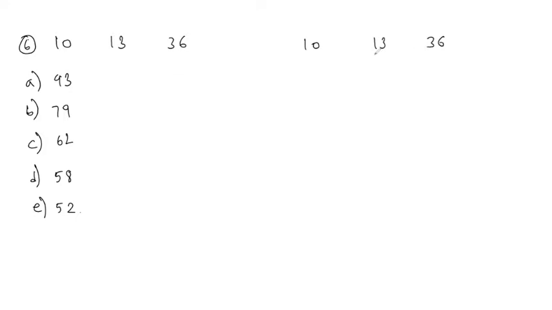10, 13, 36. Option A 93. Option B 79. Option C 62. Option D 58. Option E 52. So here, first we'll check with difference. What is the first difference? 3. Next, what is the next difference? 23. Okay. So 3 and 23, there is no relation. Correct? No relation.